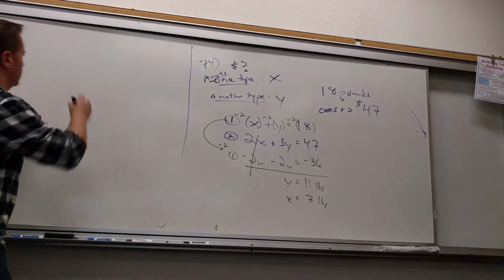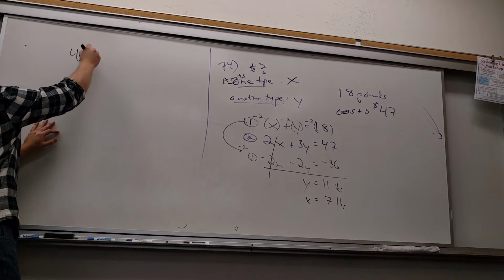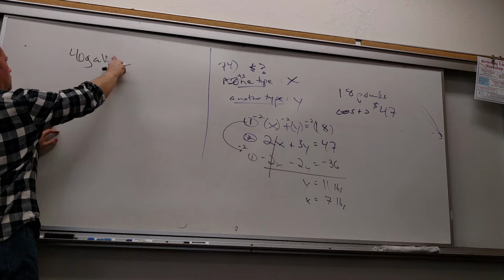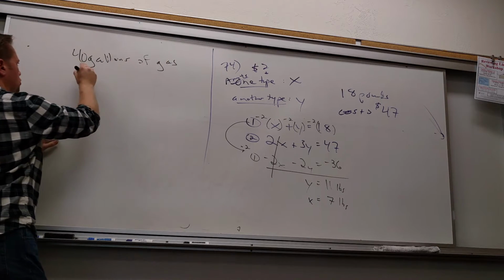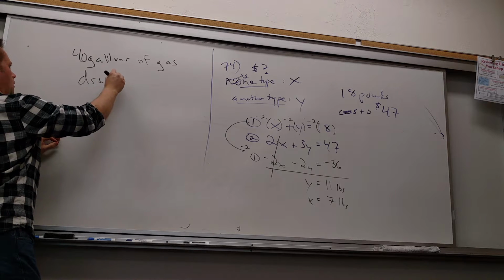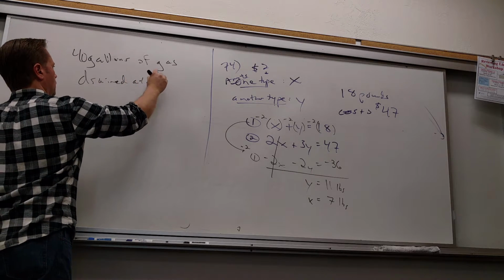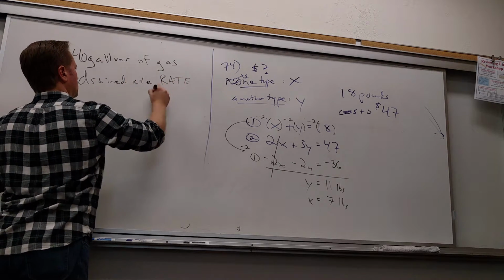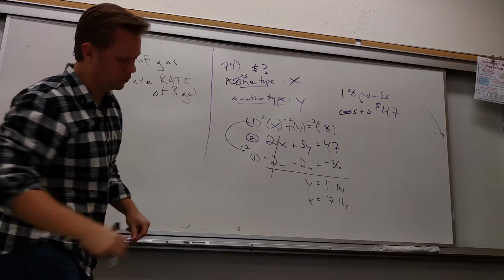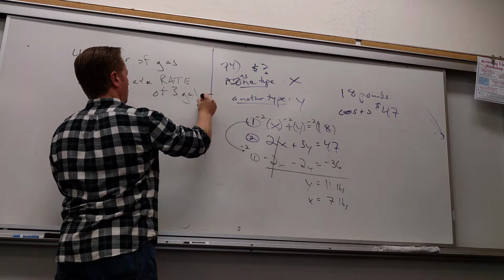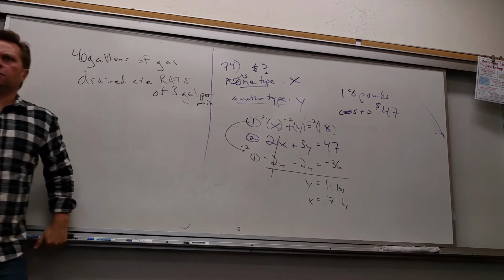So if a barrel contains 40 gallons of gasoline, and it's being drained at a rate of 3 gallons per minute. So help me out.